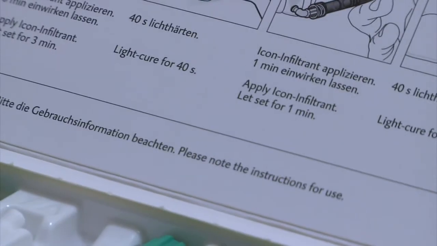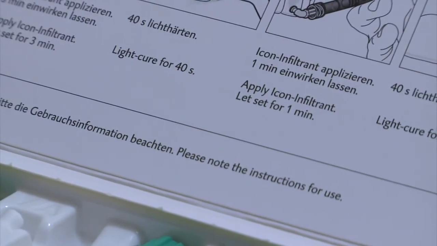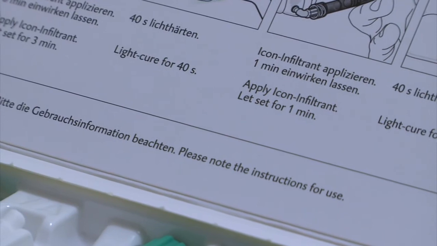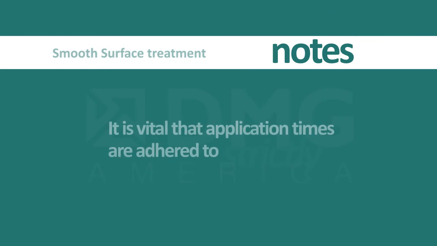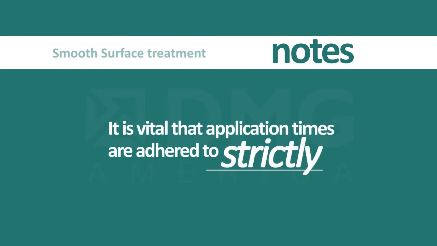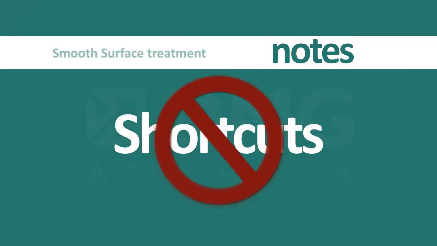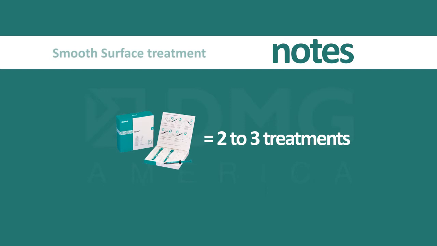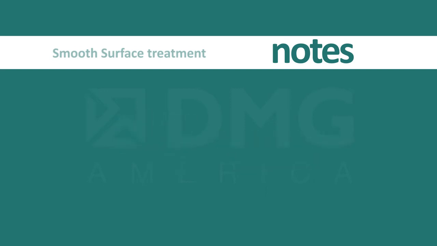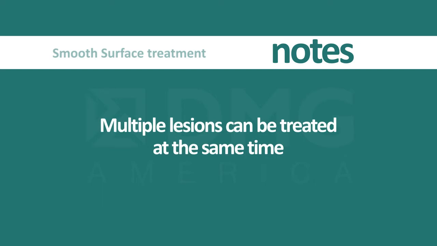These are good as a refresher after you are familiar with the procedure. We recommend that you follow the full instructions for use until you are comfortable with the steps. It is vital to the success of the treatment that all application times are adhered to strictly. There are no shortcuts. Each patient pack contains sufficient material for the treatment of 2 to 3 lesions on smooth surfaces and is designed to be used on one patient. If required, multiple lesions can be treated at the same time.